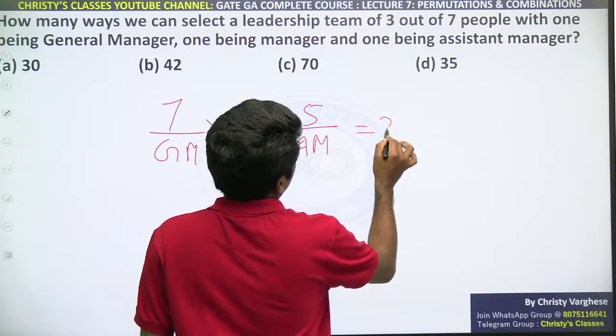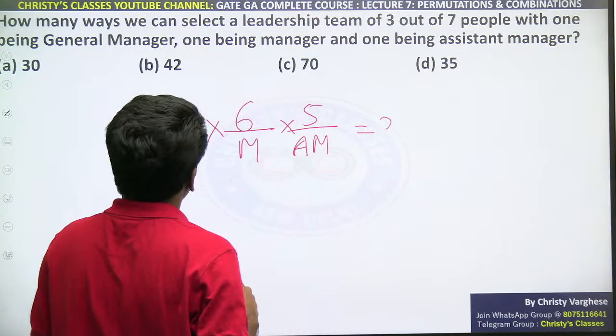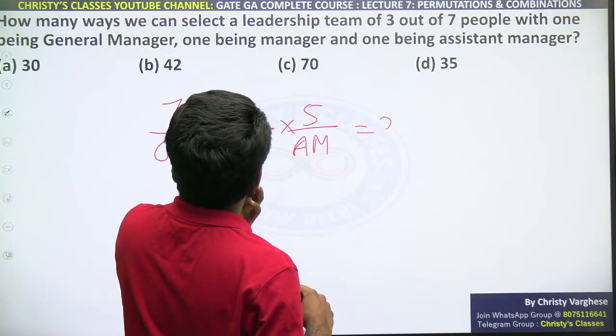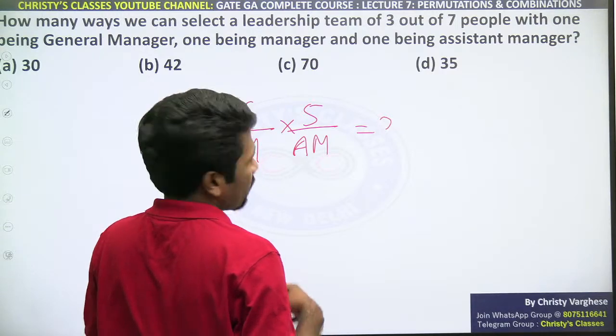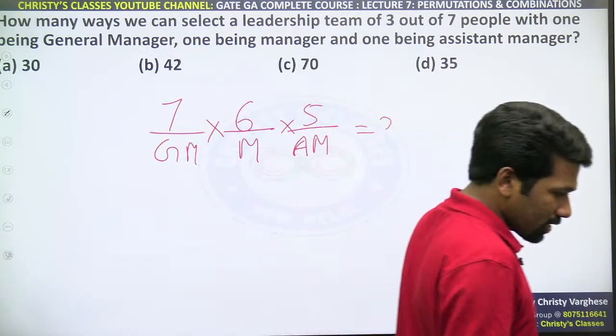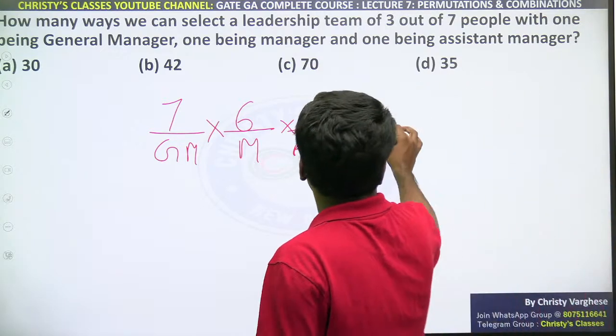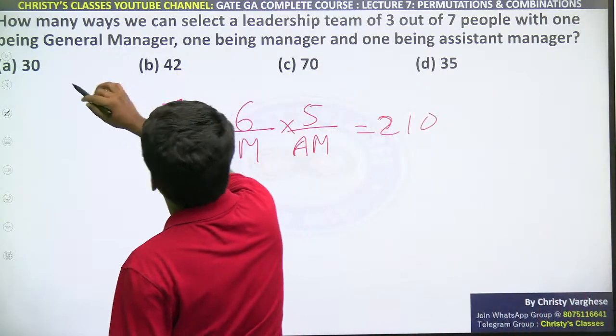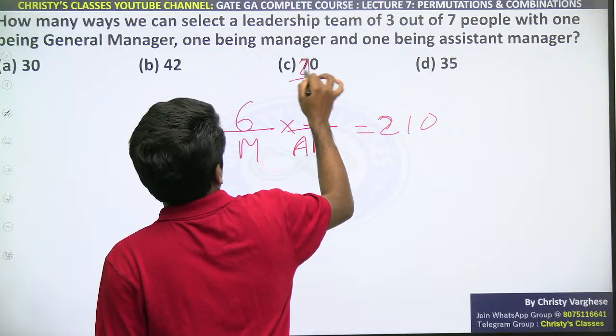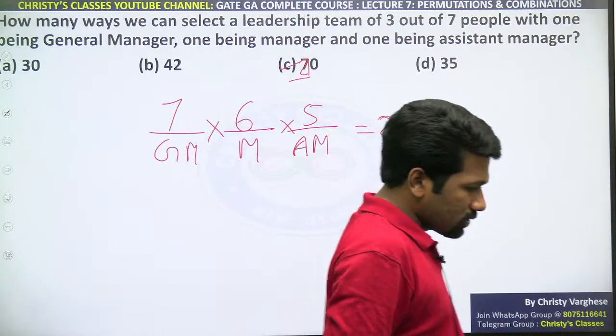That is 200 and... 7 into 6 into 5. The option is not giving 7 into 6 into 5. Okay, no problem, the answer should be corrected. It should be 210. Options, don't worry. Think that this is 210. Option C, 210. All of you understood this?